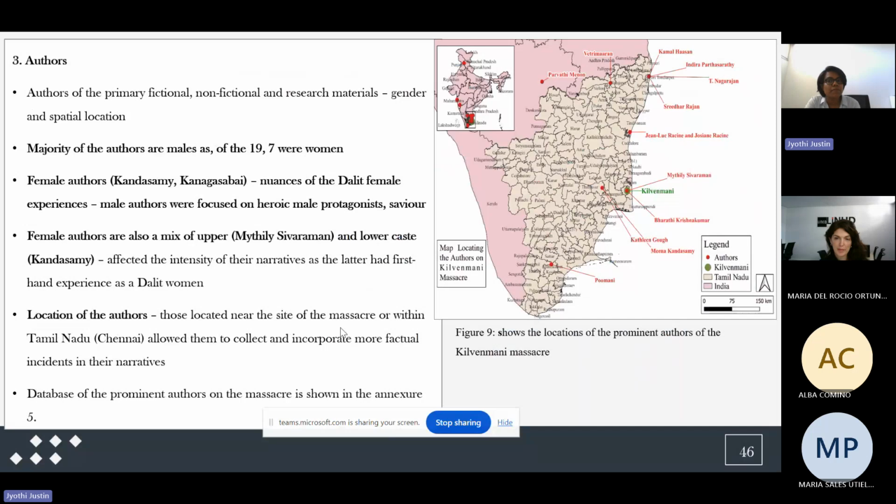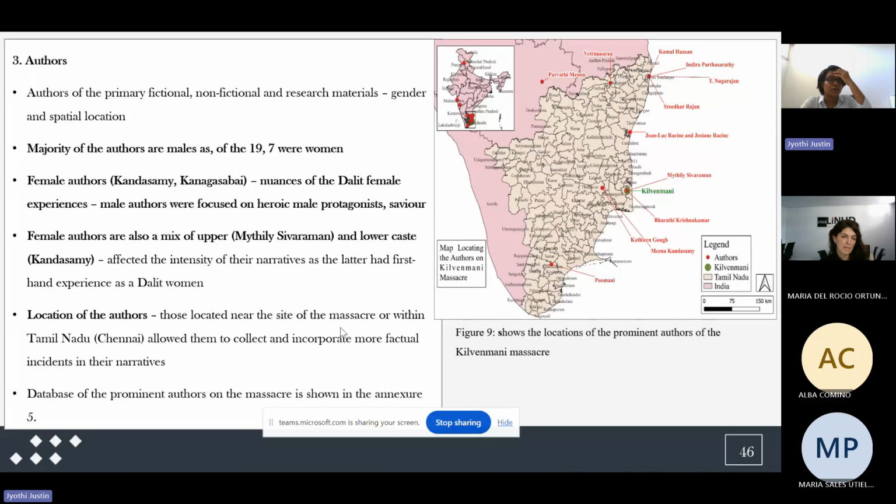We also did a primary mapping of the authors on the massacre, and we found that the majority of the authors are male. Of the 19, 7 were women, and these are only the English writers. Even among the female authors, we found that they were more interested in expanding on the nuances of female Dalit experiences, in contrast to male authors who only showed a male heroic protagonist. This was totally in contrast to the actual scenario, as it was mostly feminist activists and women who took the initiative in rehabilitating the victims of the massacre.